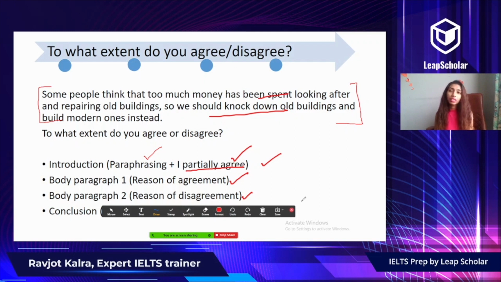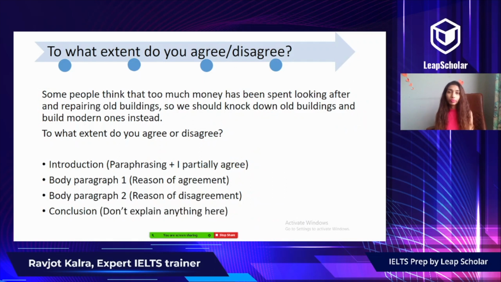So I disagree as well with the statement. So I write the points for disagreement, and I end the essay with the conclusion. In conclusion, do not explain anything. Do not put examples, do not write anything. Conclusion is the crux, where you conclude your reasons and your key points.